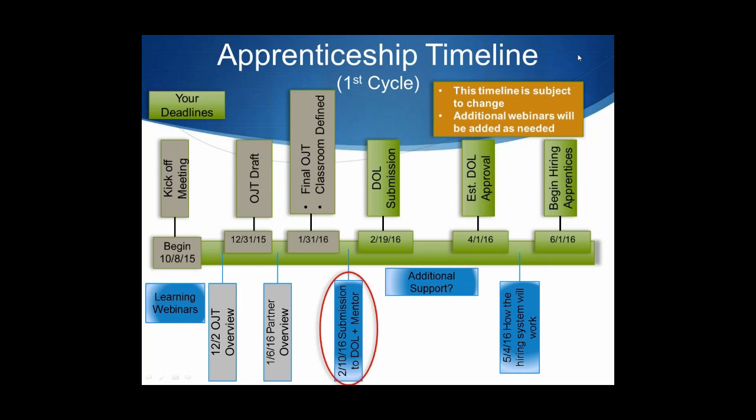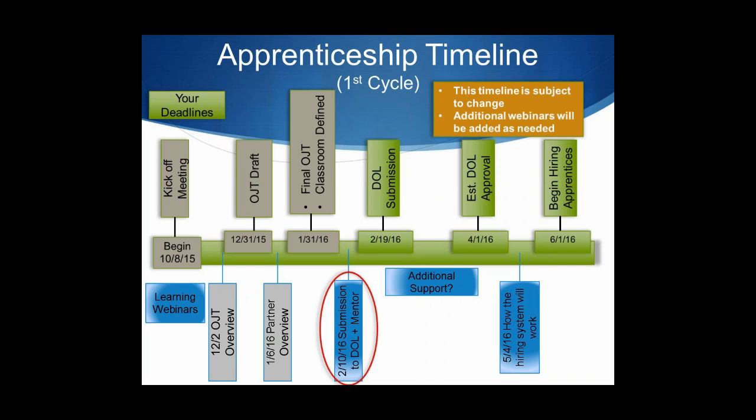The timeline that we've been talking about all along here started back in 10/8. We are now down to the 2/10, which is today's submission to the Department of Labor, and talk a little bit about mentoring. After that, we will submit to the Department of Labor, and I'll explain this as we go. If there's any additional support we need, we can add that at any time. We've estimated that the Department of Labor will take about 2 months to approve. The information that we're getting back from both Travis and Helen sounds like it may be much faster than that. So I guess we'll find out.